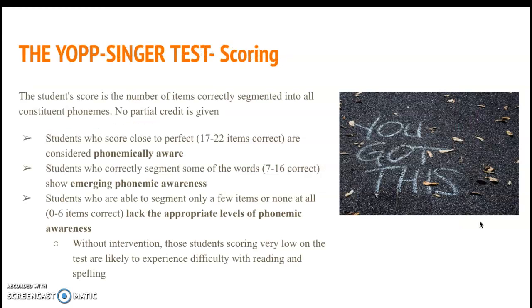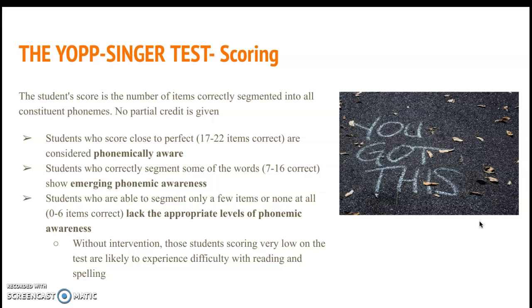Okay, so scoring. The student's score is the number of items correctly segmented into all the constituent phonemes. No partial credit is given, so it's either correct or wrong. Students who score close to perfect, which is 17 to 22 items, are considered phonemically aware.